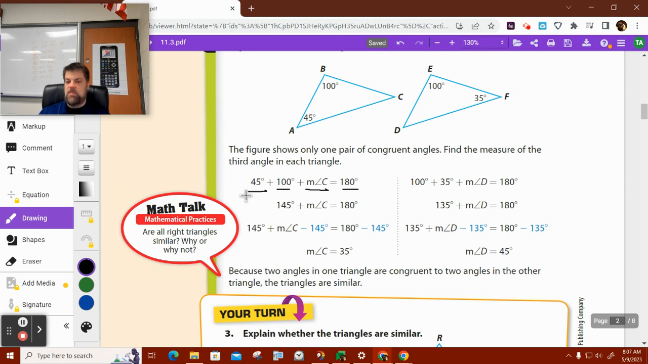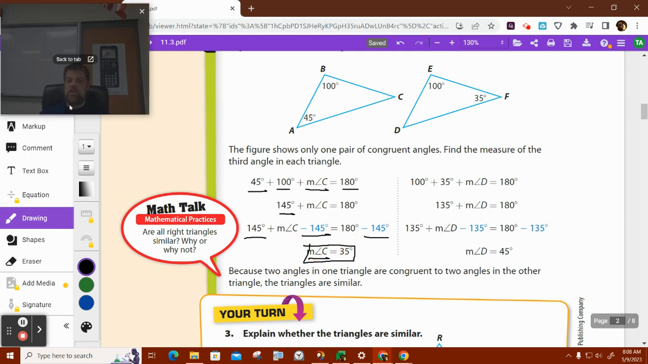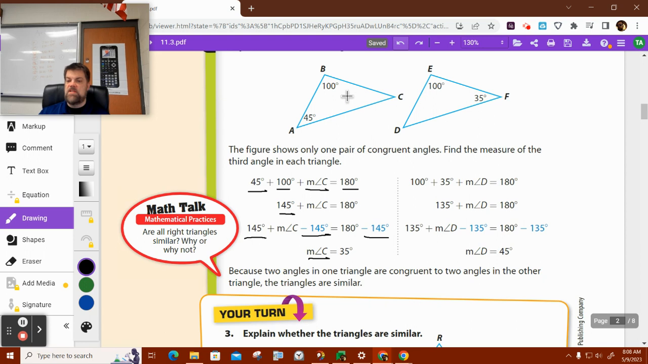And then I add up. Angle A is 45, angle B is 100, and then we're trying to figure out what angle C is. So add up 100 plus 45, and you get 145 plus angle C. The measure of angle C equals 180. If you subtract 145 from both sides, that leaves you with the measure of angle C. Whatever you do on one side of the equation, you have to do to the other. 180 minus 145 is 35. Okay? So that means that this angle in here is 35 degrees.